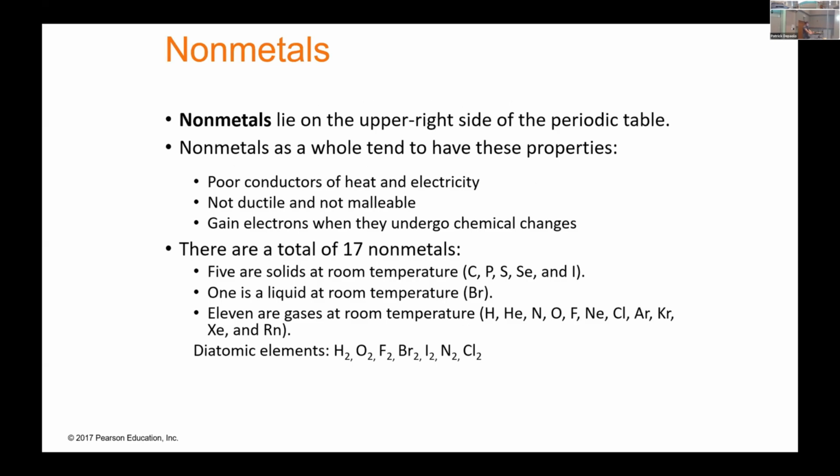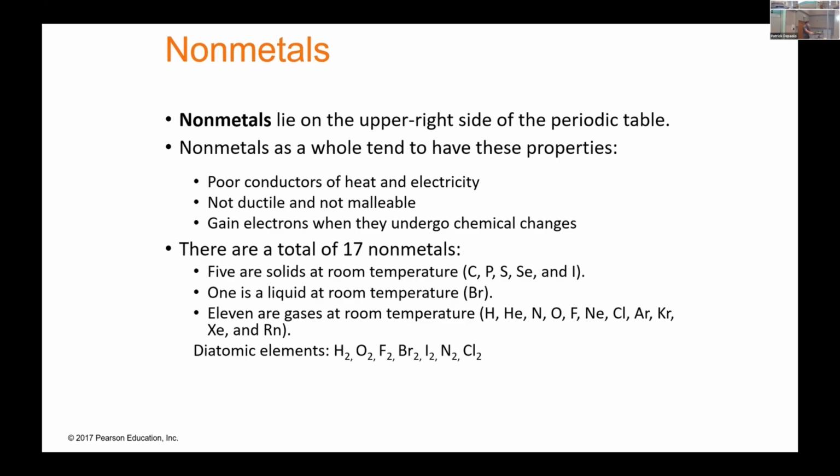Okay, so now non-metals. There are not that many of them. They're on the upper right-hand corner of the periodic table. They include the noble gases, the halogens, and some other elements in there. There's not many of them, only 17. And the metals, I don't know how many metals there are. It's probably 80 something, 90 something.